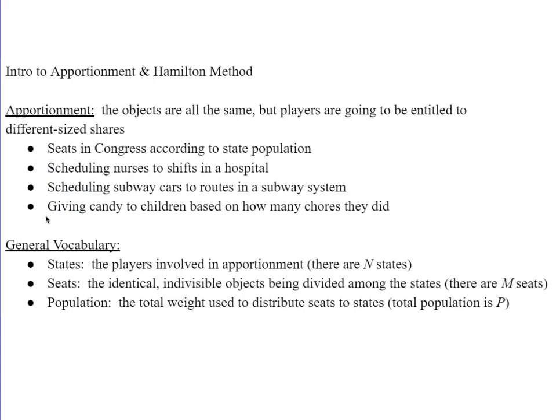The seats are going to be identical, indivisible objects. Indivisible meaning you can't have half of a seat. And these objects are being divided among the states. So in these situations up here, obviously the first one, the seats are actually the seats in Congress. And in the other examples, they would be the nurses, the subway cars, or the candy. And we are going to say that there are M seats. The population is the total weight used to distribute seats to the states, and we're going to call that P.